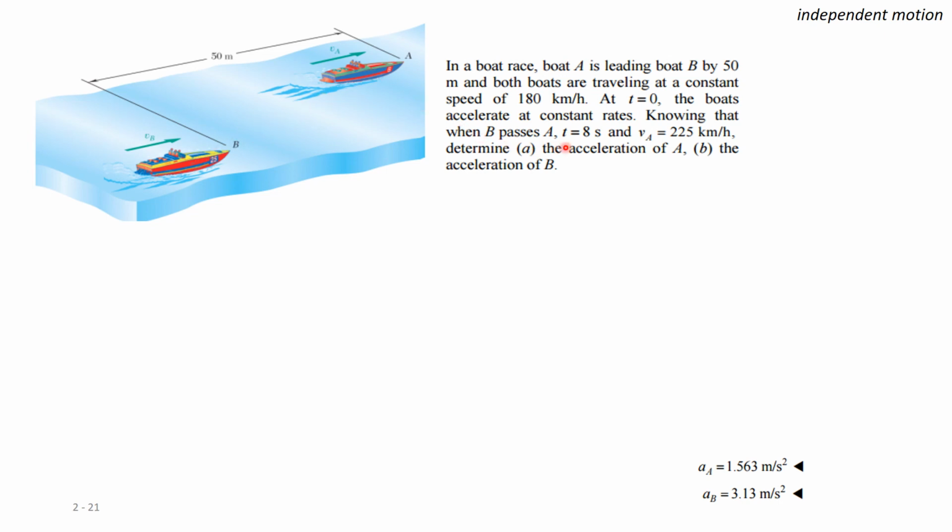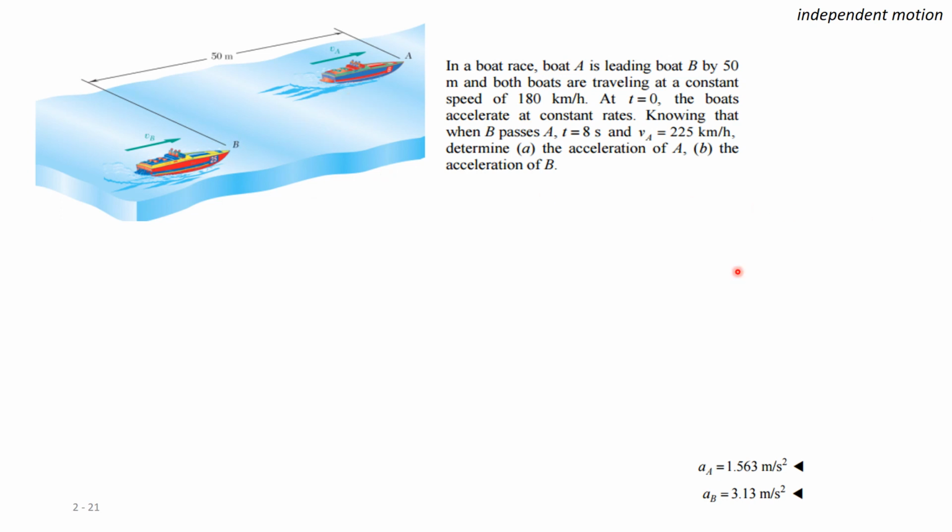and 8 seconds later, B passes A. So B can accelerate faster than A. And when they're past one another, there's the velocity of A after they pass one another. So you want to figure out how fast A was accelerating and how fast B was accelerating. So B was accelerating faster than A, it catches up. We want to know their relative accelerations from this information.